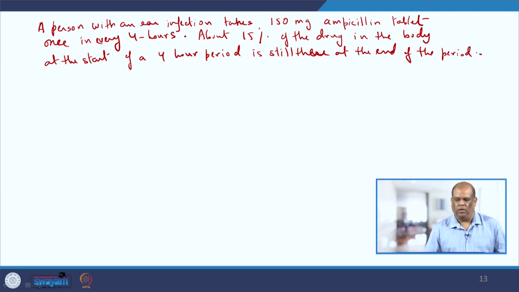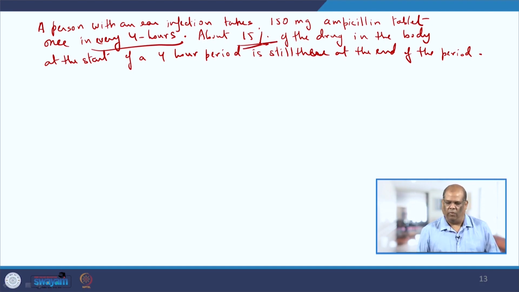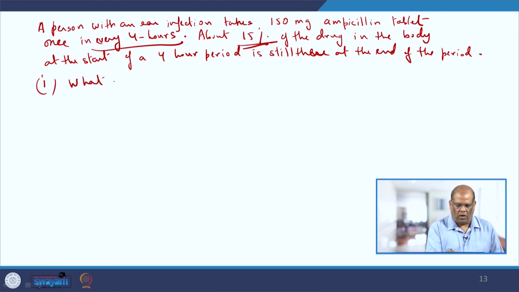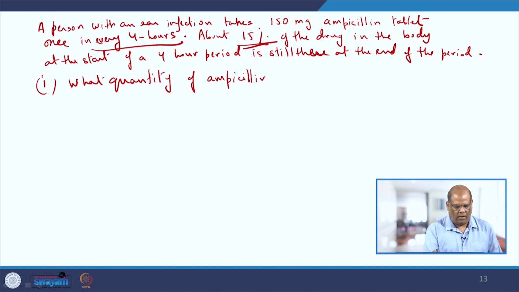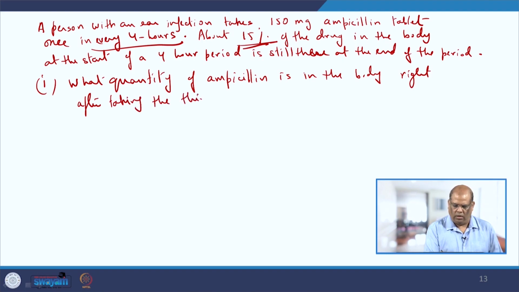So, a person with a certain ear infection takes 150 mg of ampicillin tablet every 4 hours, and 15% of the drug is in the body in this 4-hour period. So, the first question which we ask: what quantity of ampicillin is in the body right after taking the third tablet?